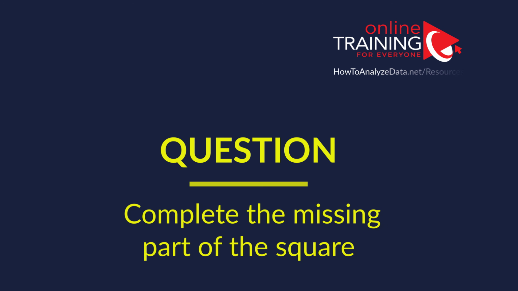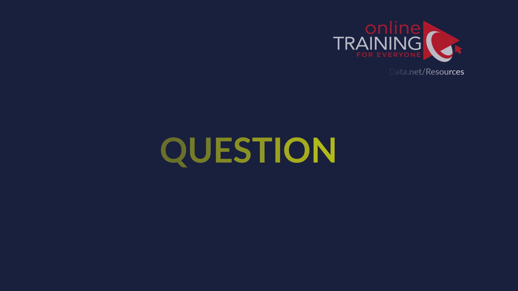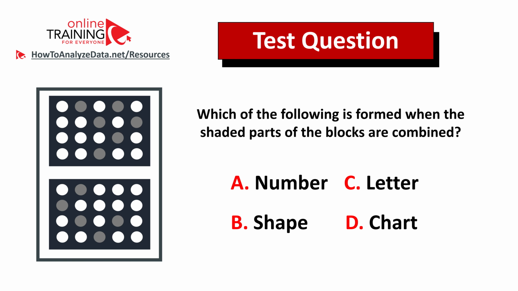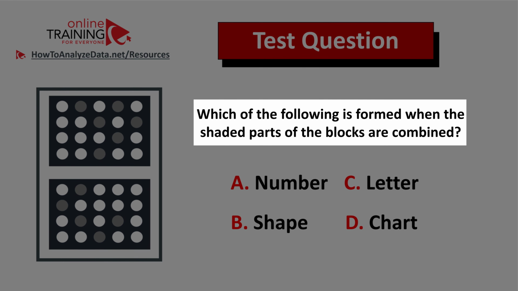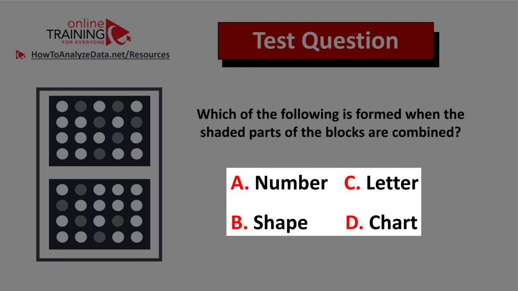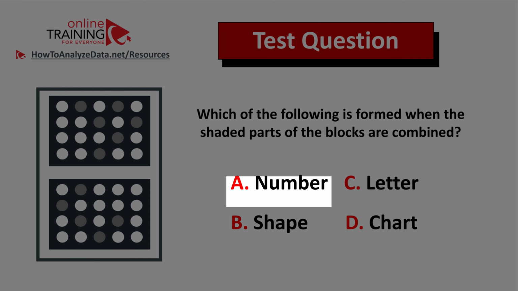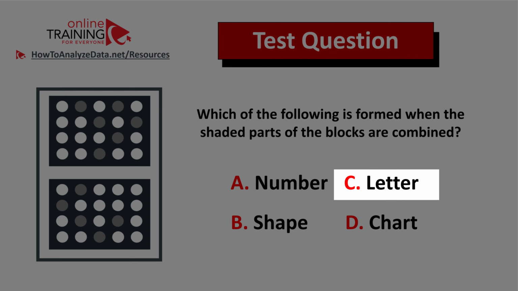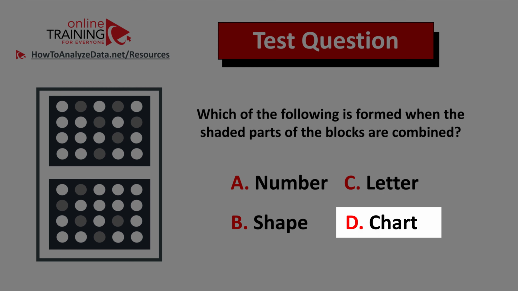Here's the tricky question from the real test. But somehow I have a feeling that you might come up with the answer on your own. Which of the following is formed when the shaded parts of the blocks are combined? And you have 4 different choices. Choice A, number. Choice B, shape. Choice C, letter. And choice D, chart.